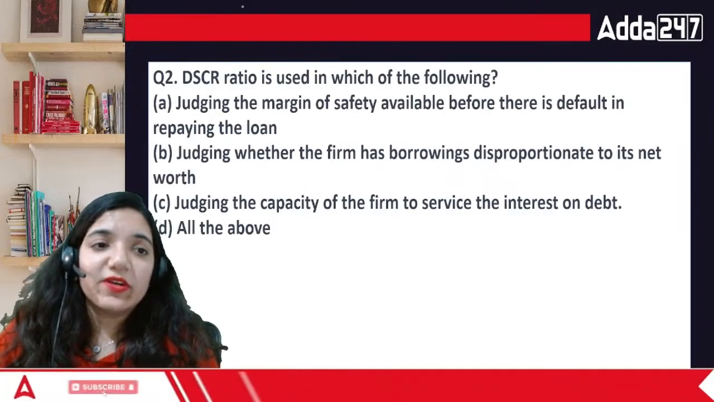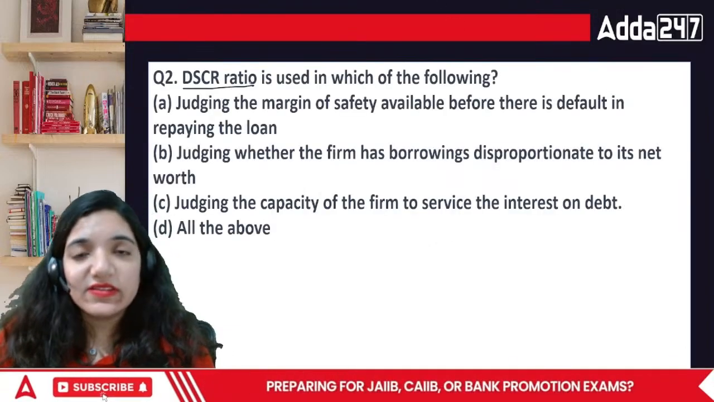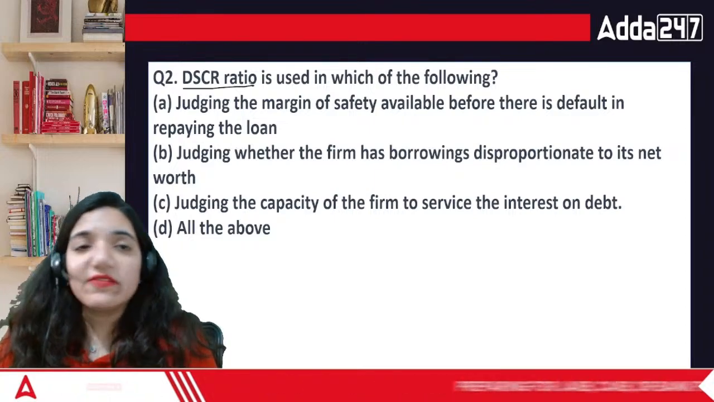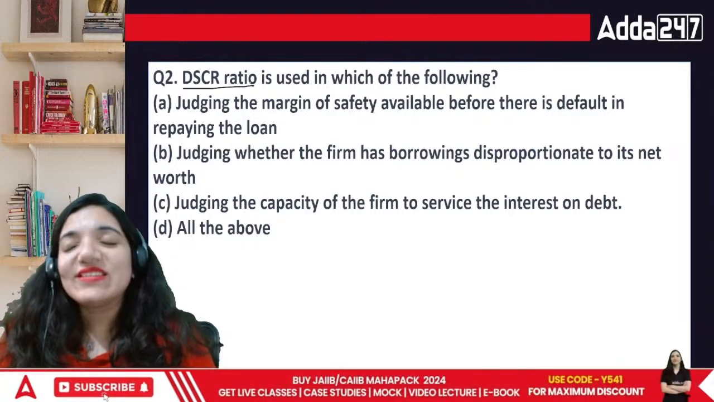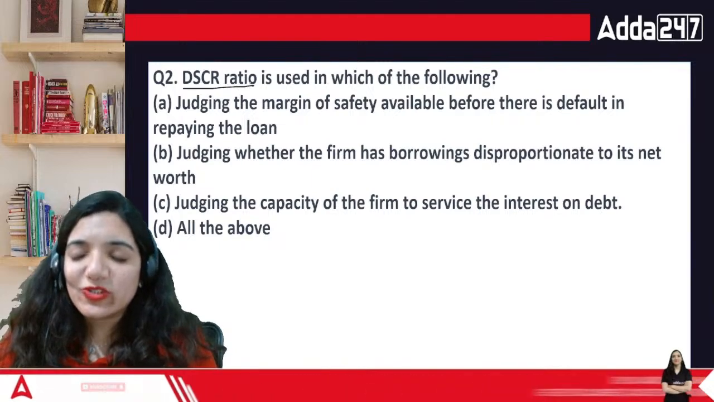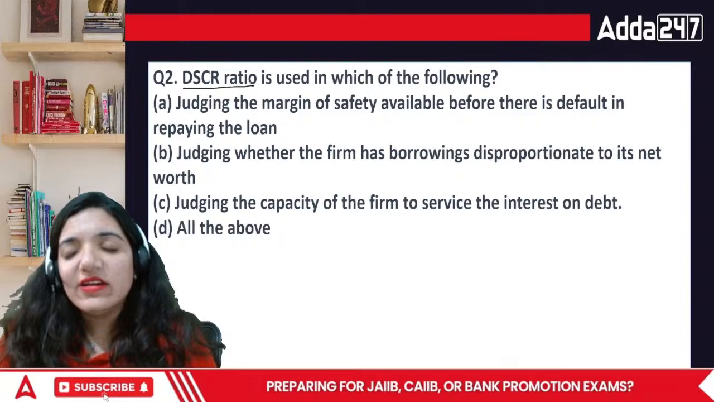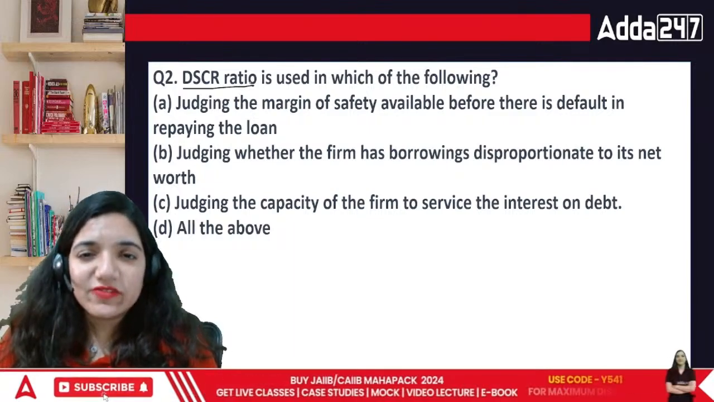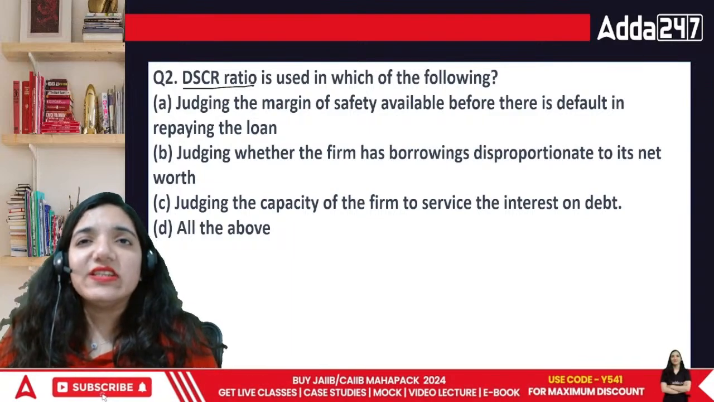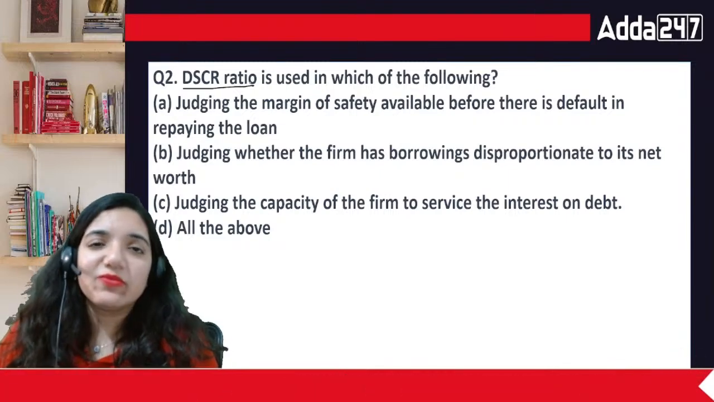Now, second point, debt service coverage ratio. I think they love this ratio. Why do I say this? Because this particular ratio was asked in promotion exams. This particular ratio was asked in our regular exams as well, in our JAIIB examination as well. So I think I have seen this particular ratio having its importance like anything.